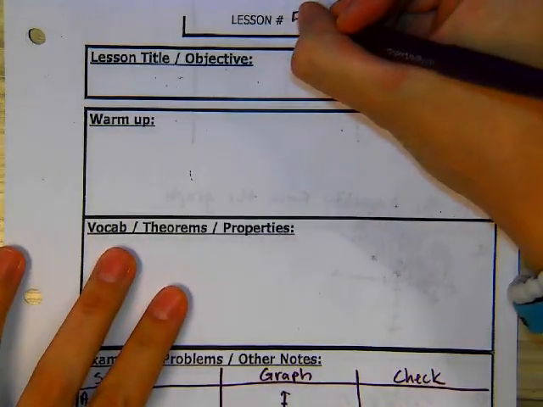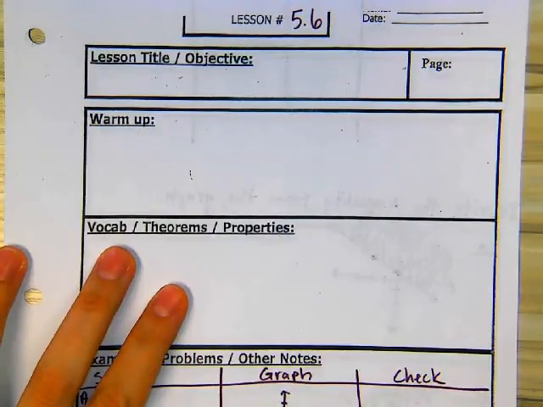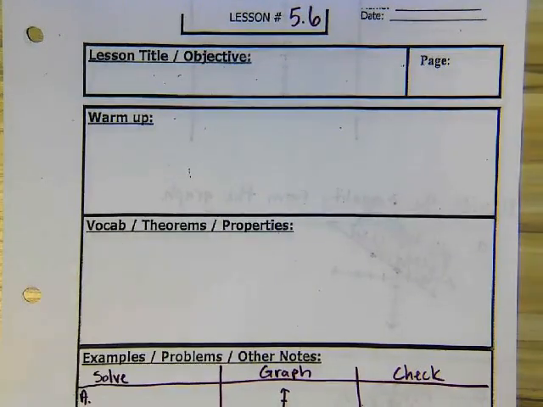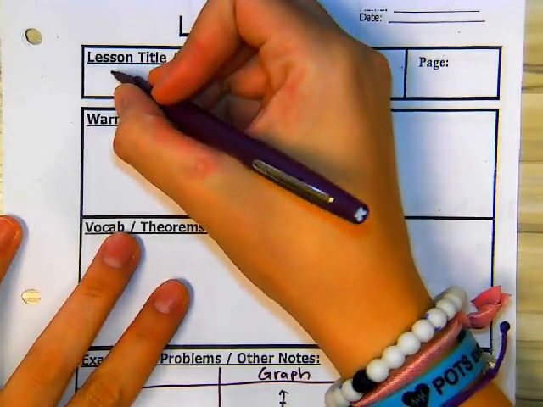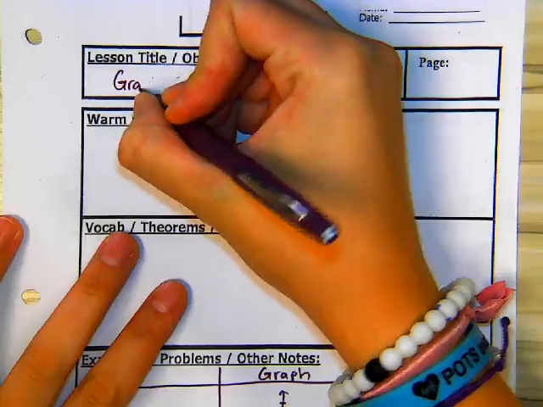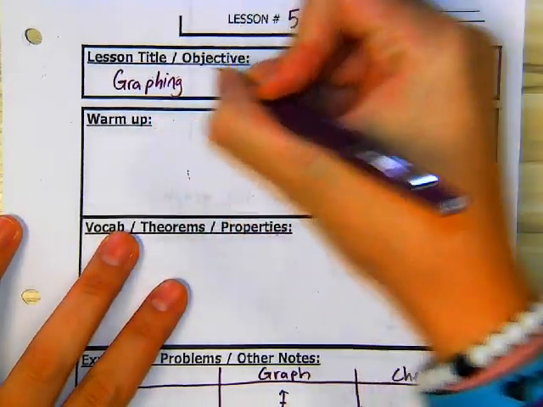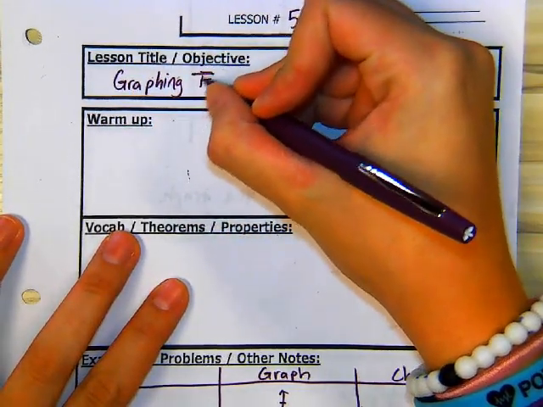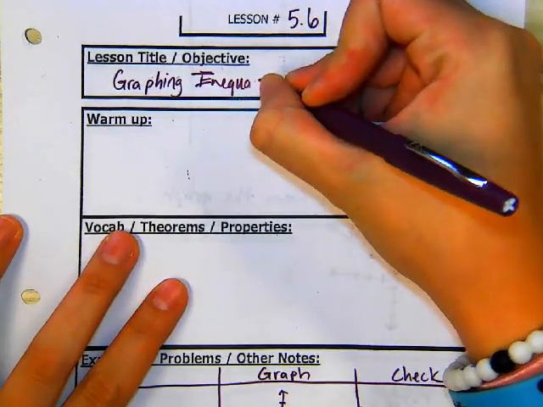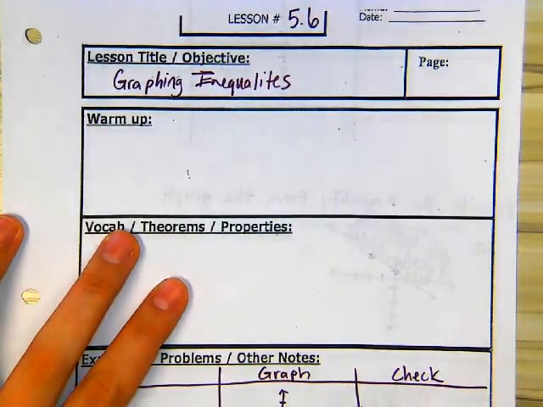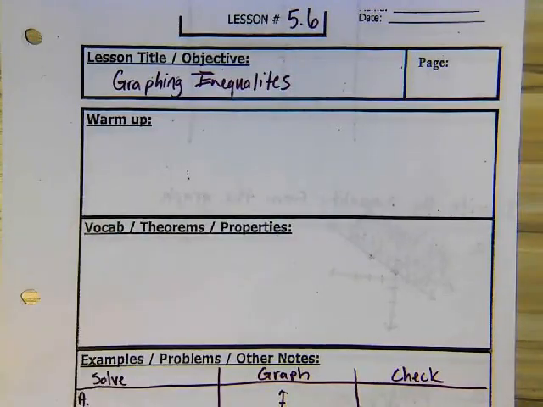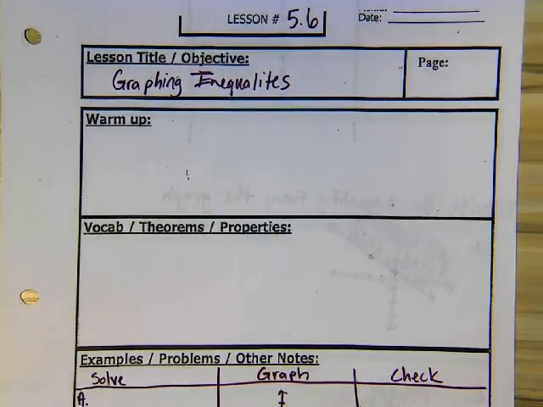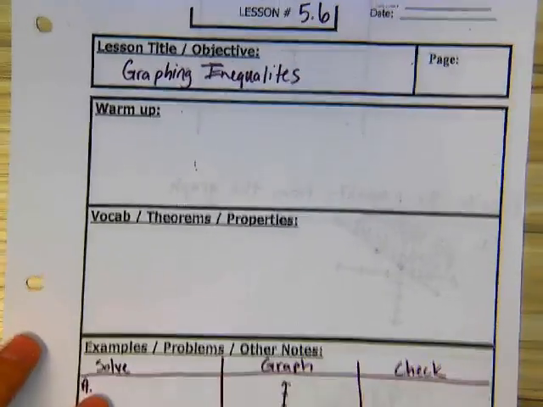Alright, this is lesson 5.6, our last lesson of our inequalities unit. And what this lesson is about is that we are going to graph our inequalities. The lessons leading up to this, we've solved inequalities. So now we're going to solve and then graph.